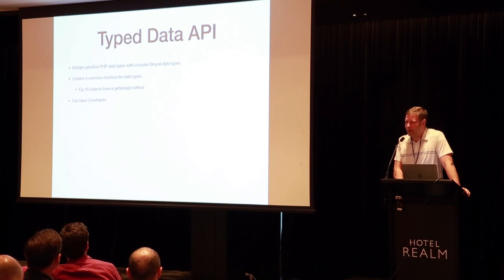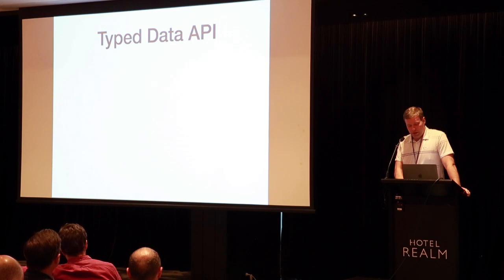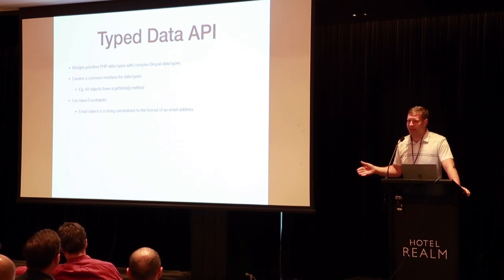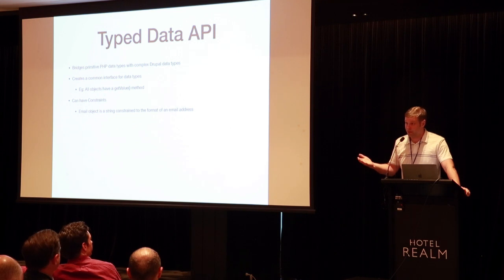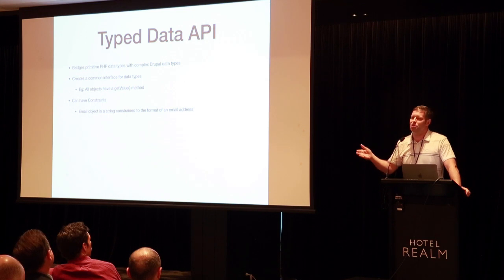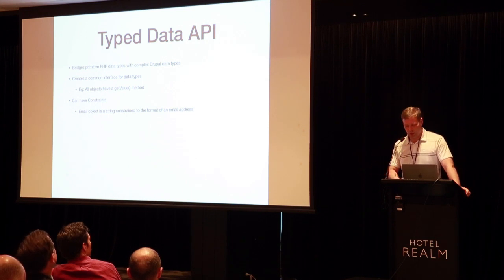And TypeData API objects can have constraints. For example, there's an email TypeData API object provided by Core. This object is two things really. It's a string, and it's got a constraint. That constraint is that the string, which is a piece of text, must be in the format of an email address. So this has already gone beyond PHP primitive data types, because PHP primitive data types don't have constraints. Well, they can have constraints if it's an array or something, but this adds new ones on. So it's Drupal's extending of PHP.